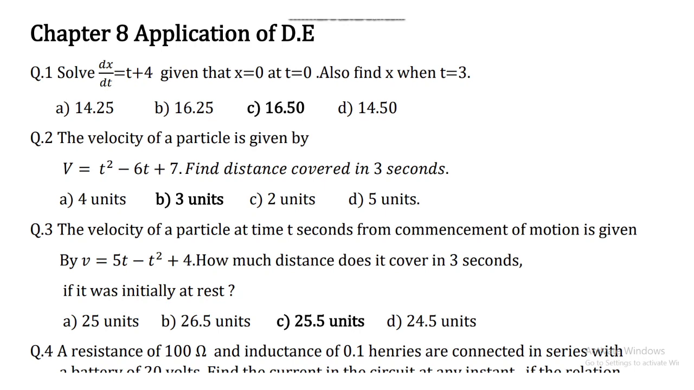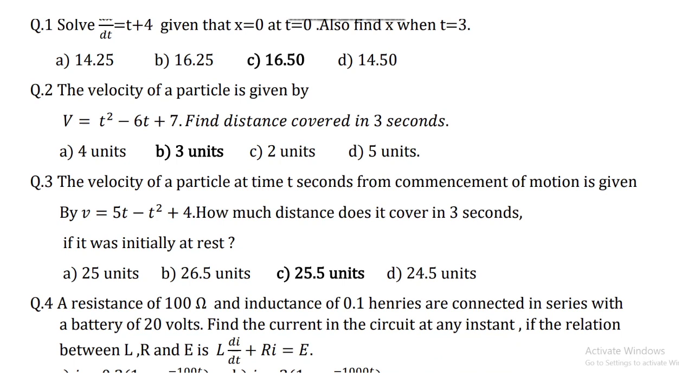First question is, solve dx upon dt is equal to t plus 4, given that x is equal to 0 at t is equal to 0. Also find x when t is equal to 3, and the answer is 16.50. Second question is, the velocity of a particle is given by v is equal to t square minus 6t plus 7. Find the distance covered in 3 seconds, and the answer is 3 units.